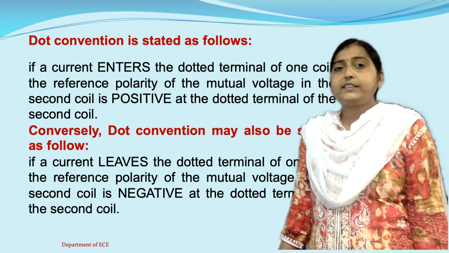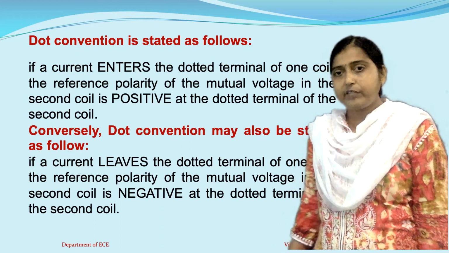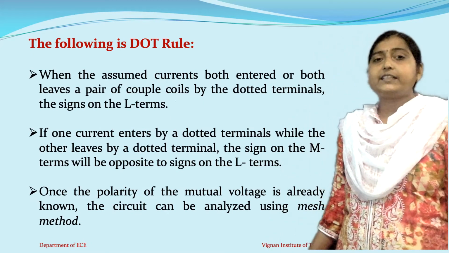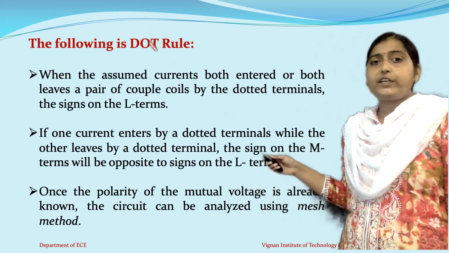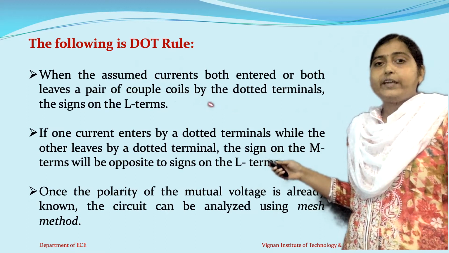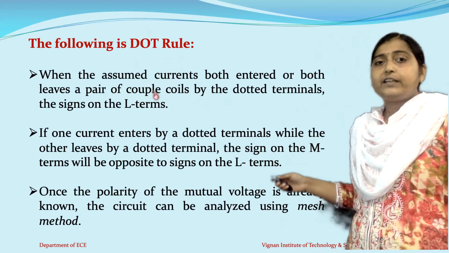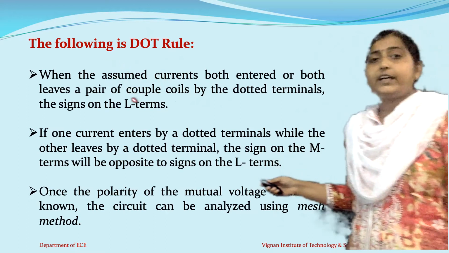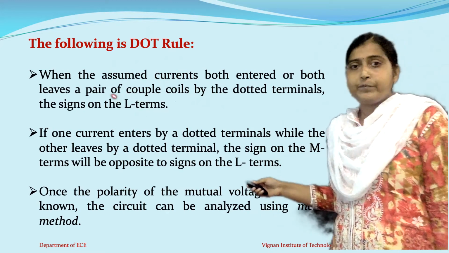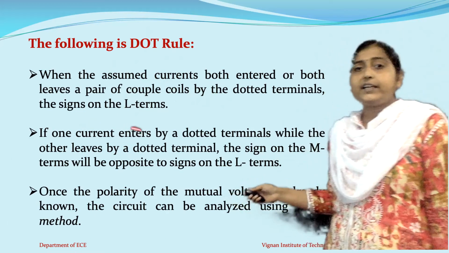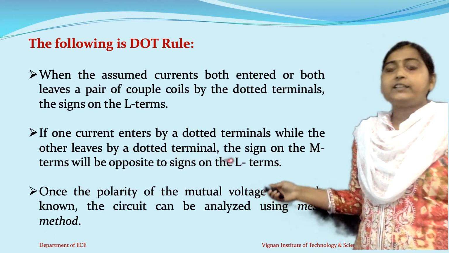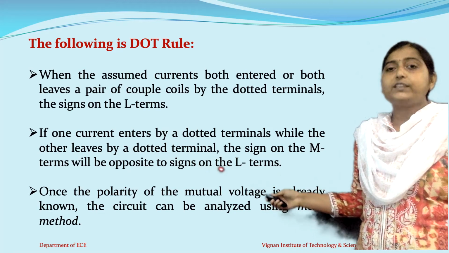Now there are different cases existing. In order to understand the dot convention in a better way, let us talk about this. Before we proceed with the cases, let us understand the dot rule here. So what is the dot rule? When the assumed currents both enter or both leave the pair of coils by the dotted terminal, then the mutual term should be considered as the same sign with respect to your self-inductance. The second rule is, if one current enters by a dotted terminal while the other leaves the dotted terminal, then the sign of the mutual term will be opposing the sign of the L terms.